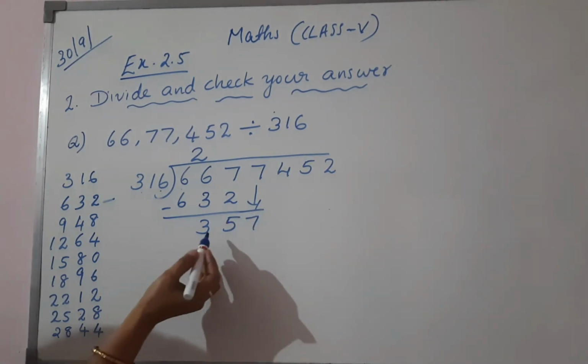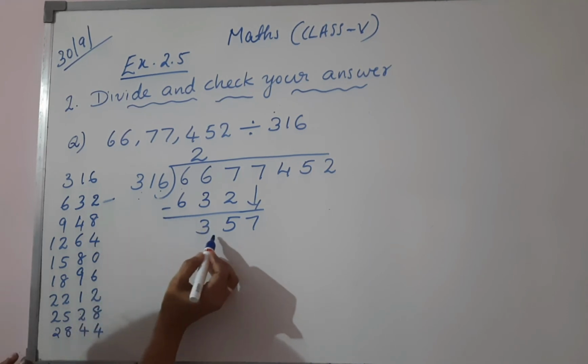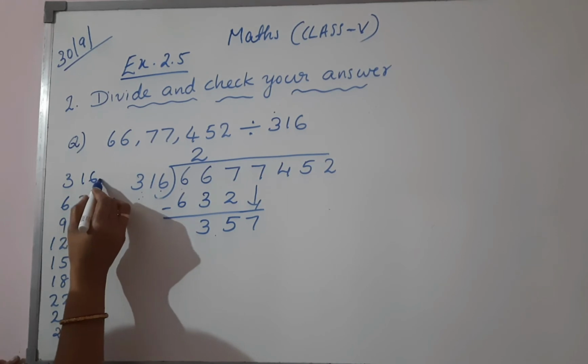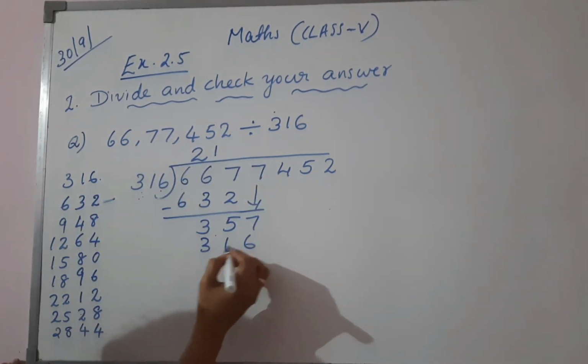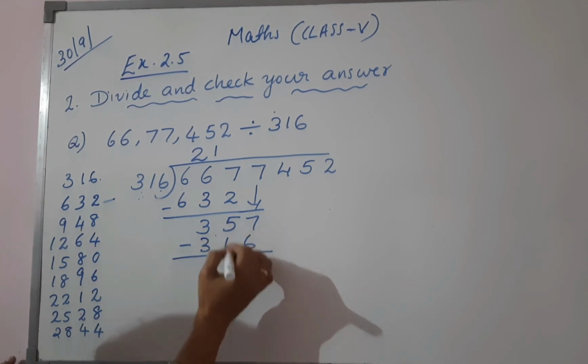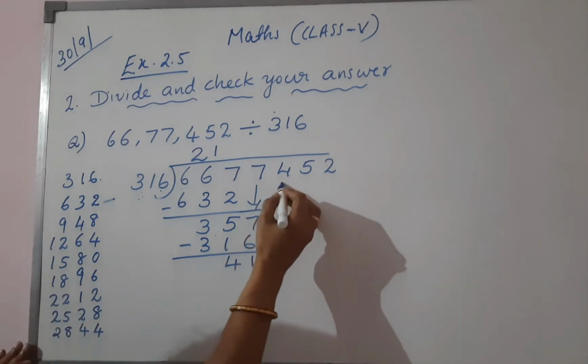357 is greater than 316. So 357, how many times is 316 there? Only one time. So we can write 1 here. 316 we can write. Now you should do subtraction. 7 minus 6 is 1. 5 minus 1 is 4. We have to bring down 4.